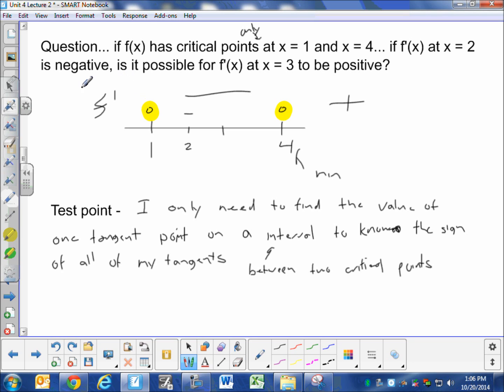If this was the sign of f prime at 0, if this was a positive value, that means all of the tangent slopes to the left of 1 would be positive. Since my function goes from tangent slopes that are positive to negative, this would be a location of a max. Okay?